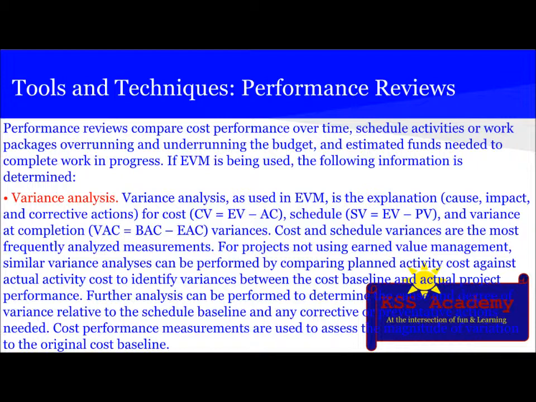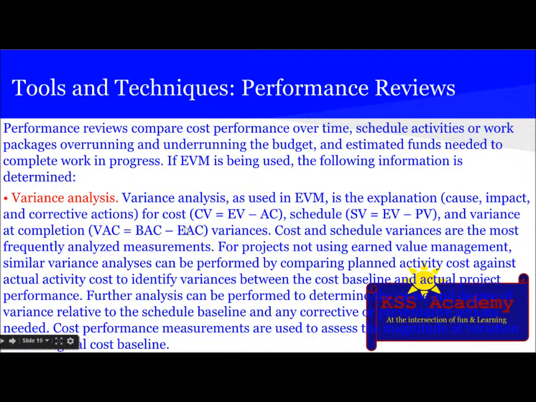CV is equal to EV minus AC. Schedule variance, SV, is equal to EV minus PV, and variance at completion, that is VAC, is equal to BAC minus EAC. In the graph, we remember that this was the initial estimate, BAC. When project management decided that it is not going to fulfill this requirement, they calculated the ETC, the estimate to complete, in addition to the actual cost incurred. So this is the final estimate at completion, which we saw in the past picture.